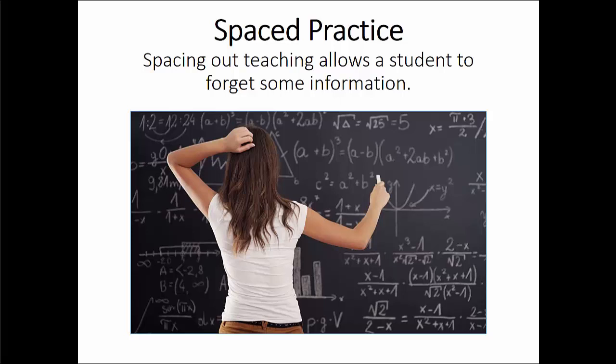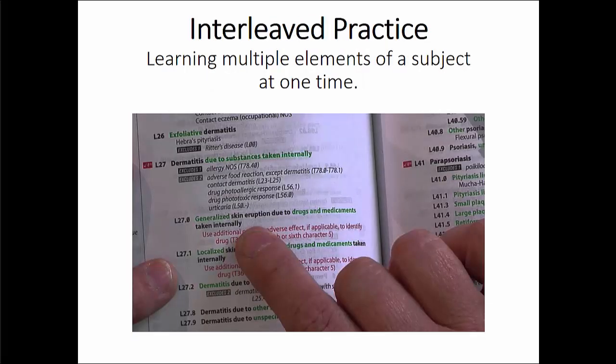Forgetting is key here. It forces us to try a little harder at the retrieval, but as we do, we build a stronger memory. The second one is interleaving practice. This is where we take multiple skill sets and interleave them together. The student must now discern which information to use in order to solve a problem.